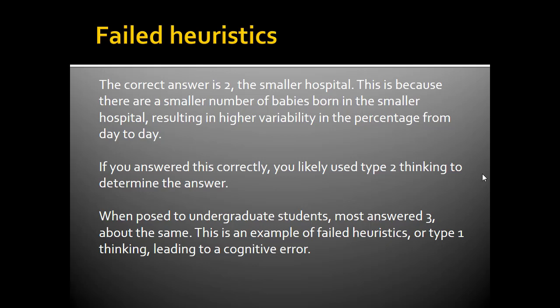The correct answer is 2, the smaller hospital. This is because there are a smaller number of babies born in the smaller hospital, resulting in higher variability in the percentage from day to day. If you answered this correctly, you likely used type 2 thinking to determine the answer. When posed to undergraduate students, most answered 3, about the same. This is an example of failed heuristics, or type 1 thinking, leading to a cognitive error.